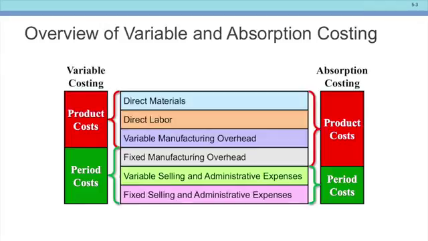Okay, let's look into Chapter 6 and talk about absorption costing versus variable costing. So if we look at our slide here, we'll find that absorption costing is very similar to variable costing with one exception, in that fixed manufacturing overhead has been put into the product cost and away from the period costs. So really the period costs are only our variable sales and administrative functions and our fixed sales and administrative functions, and the rest of it is all going to product cost.